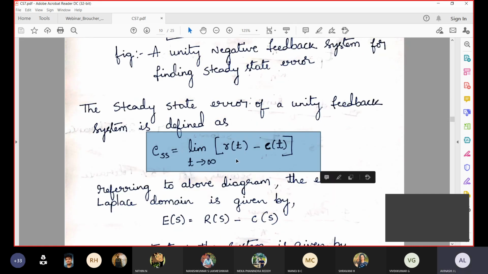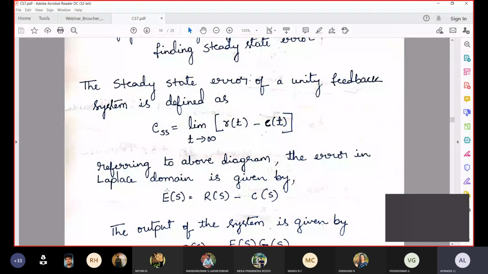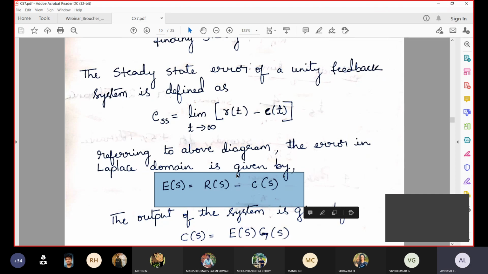Now referring to the above diagram, we can understand that E of S equals R of S minus C of S. This is the equation we can obtain from the above diagram. Referring to the above diagram, the error in the Laplace domain is given by E of s equals R of s minus C of s. From the block diagram, we can write this one. Yes or no?